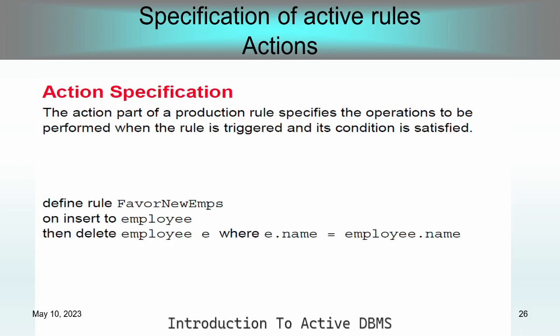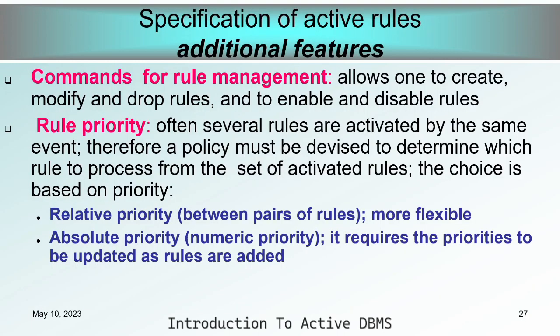So here is an example, like say for example, define rule favorite new employees on insert to employee. So the event is given like on inserting, then delete employee where employee name is equal to employee name. So this way you can define a rule. Now, there are some additional features which need to be defined with active rules. So the commands for rule management allow you to create, modify, drop rules, or to enable or disable rules.